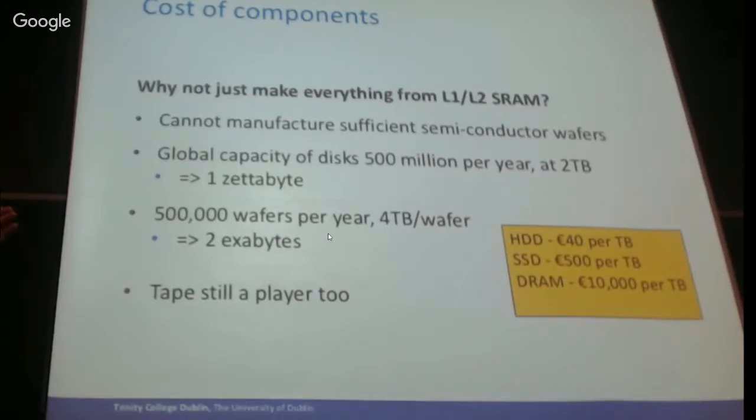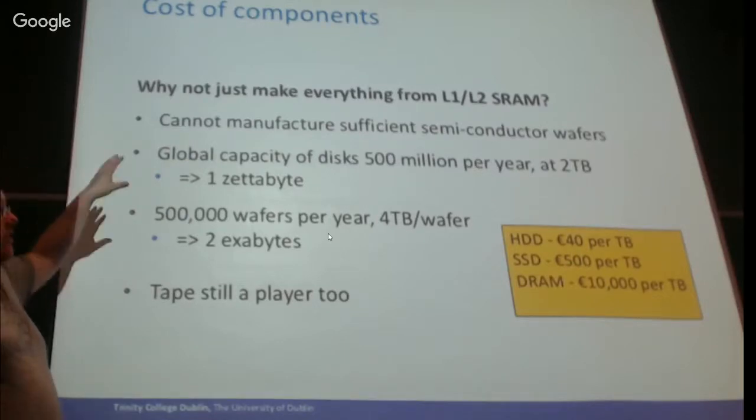But that's if you take the price of a chip and then take the amount of SRAM that's on a particular chip. It's that sort of pricing model. So that's the main reason why we can't just make everything out of SRAM.